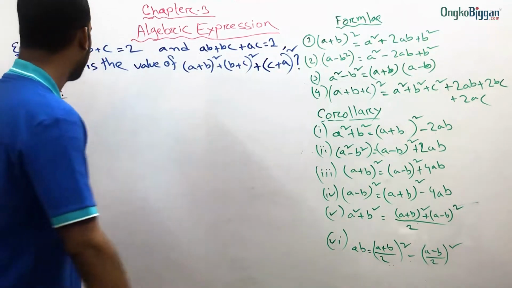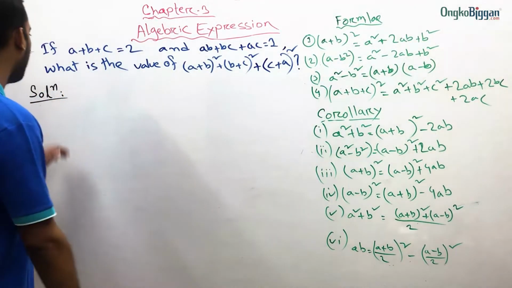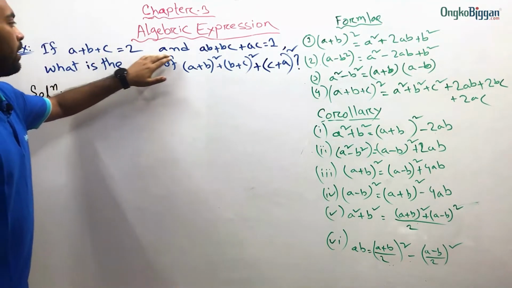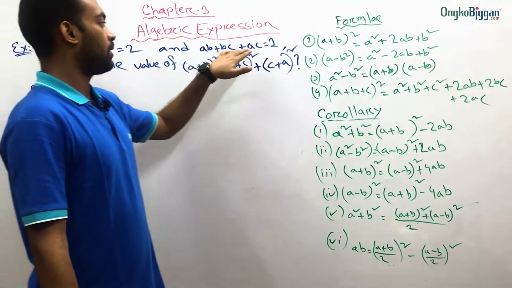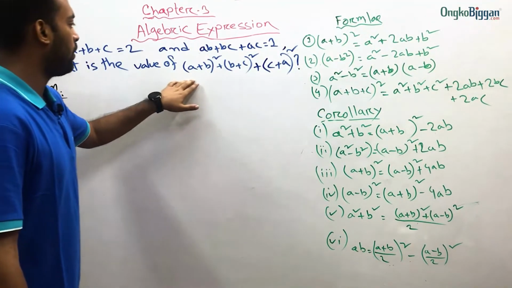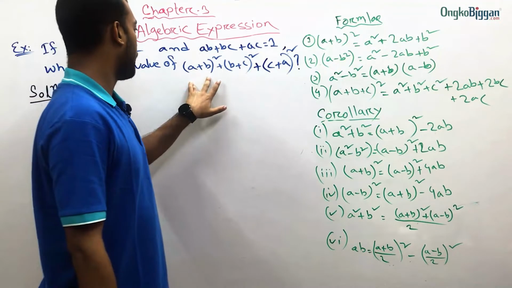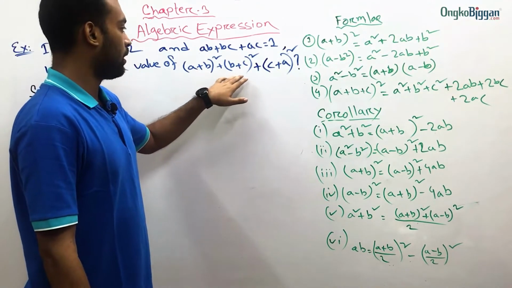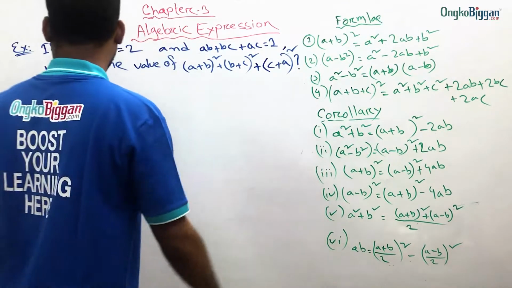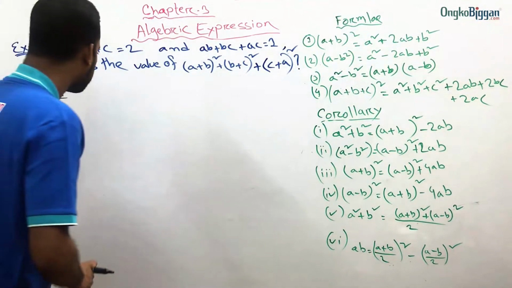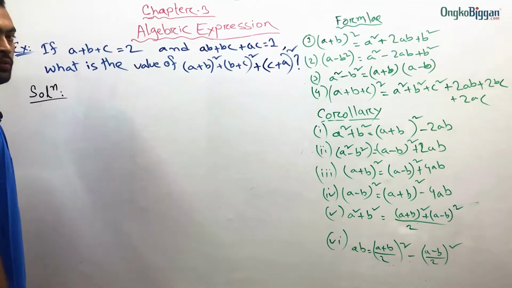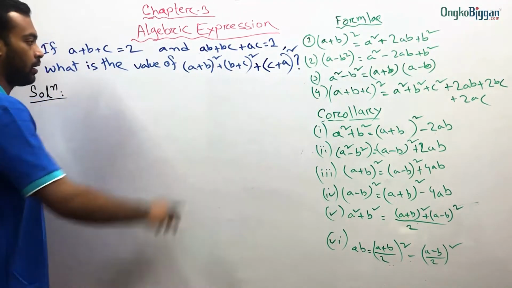Okay, so we are given a math problem where it is said that if a plus b plus c is equal to 2 and ab plus bc plus ac is equal to 1, then what is the value of (a plus b) whole square plus (b plus c) whole square plus (c plus a) whole square? So for doing this, we first need to figure out which formula we can use for this math problem.